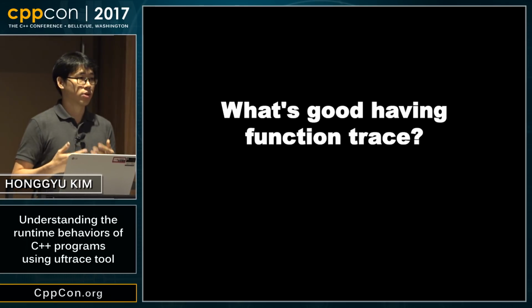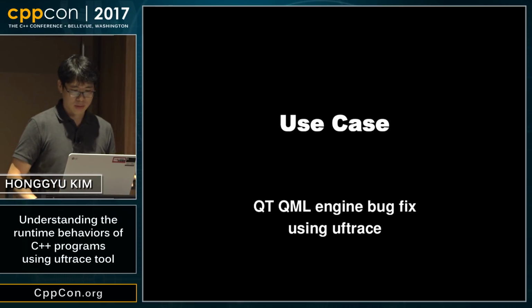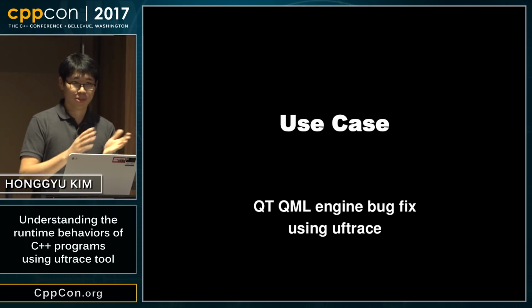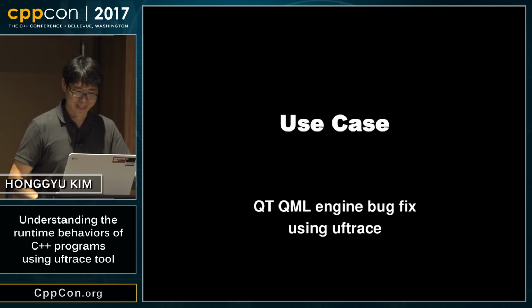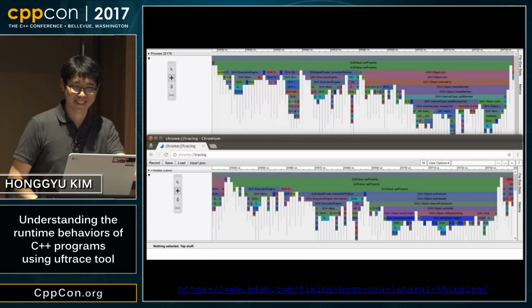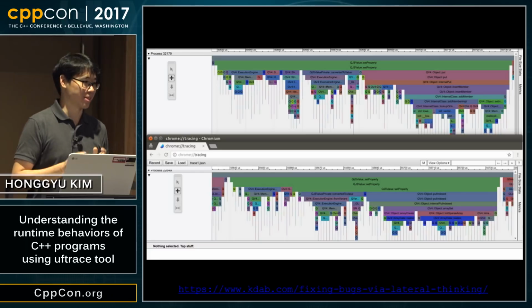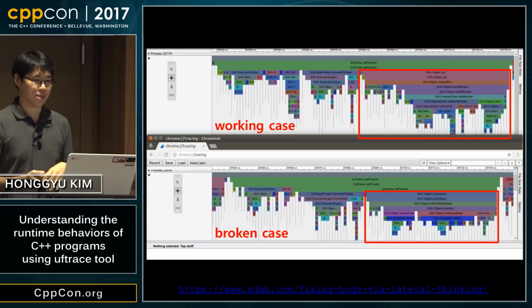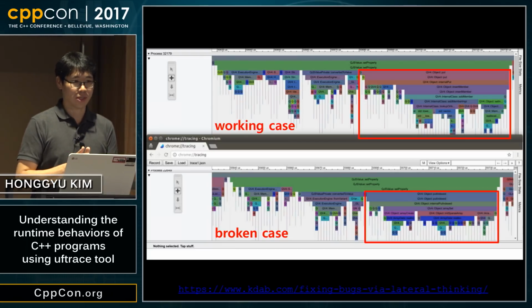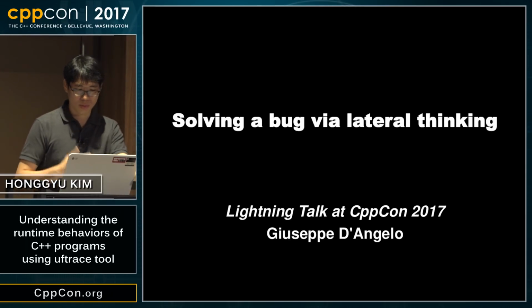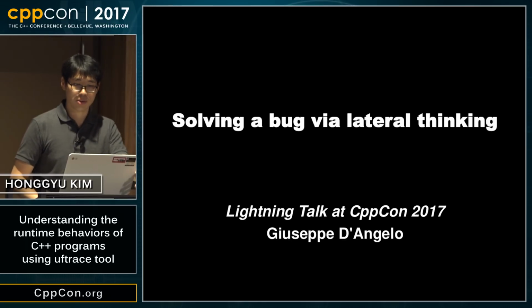So we can see the function trace, and so what's good? There are some use cases. There was a bug in the QtQML engine, and some friend just fixed it. He did a lightning talk actually, so I'll just show you a simple thing. He found some kind of buggy case, so there is a broken case and a working case, and he found the difference, found the exact function, and just fixed it. If you want to know more, you can watch this lightning talk.